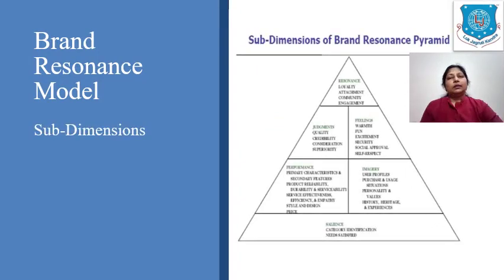After seeing the six blocks of brand building and the various roles that they play, let us go a little further to understand the sub-dimensions of this brand resonance pyramid. The first stage is the brand salience stage. This is the first step. In this step, efforts are made by marketers to ensure that this particular brand gets noticed in a cluttered market. You would notice that the brand salience for Apple is much higher than the salience for Nokia.